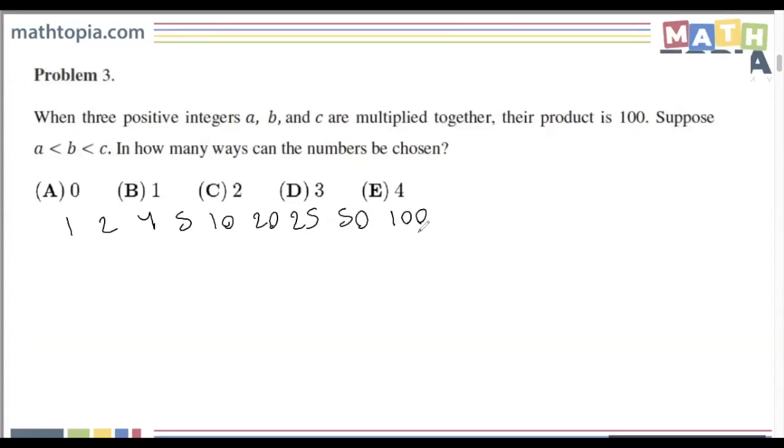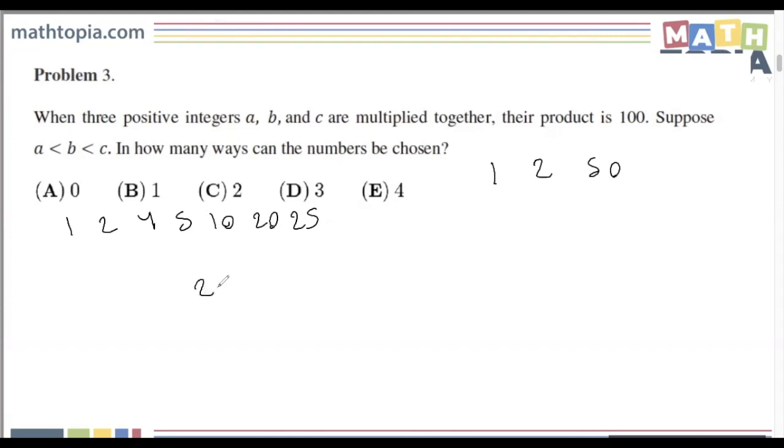So, we know we can't include 100 in the 3 numbers, because if we choose 100 as one of the numbers, the other 2 will have to be 1 and 1, right? But from this inequality, they all have to be different numbers. So 100's knocked off the list. Let's say we choose 50, right? If we choose 50 as one of the numbers, the other 2 numbers will have to be 2 and 1 in order to make the product 100. And from here, we want to organize them from least to greatest. So A would be 1, B would be 2, and C would be 50. That's one of the ways for us to do it. And that's the only way we can use 50, right? So we're done with that.